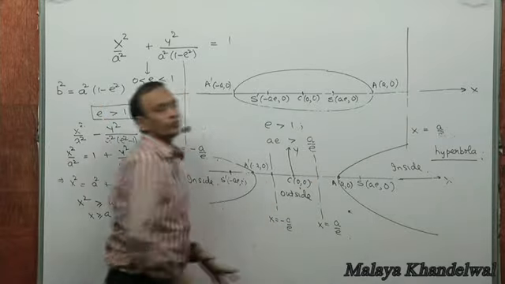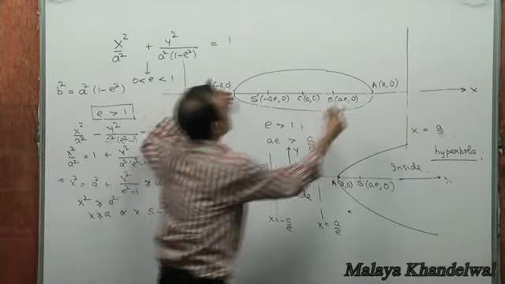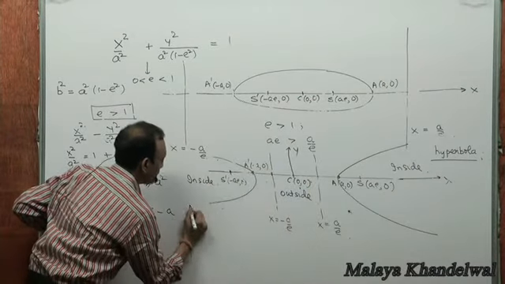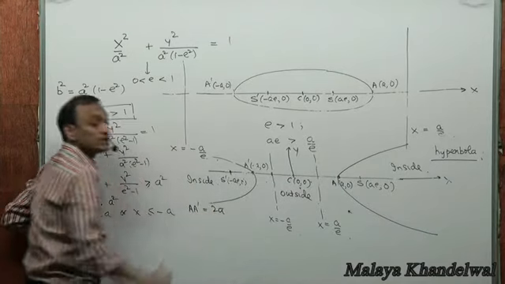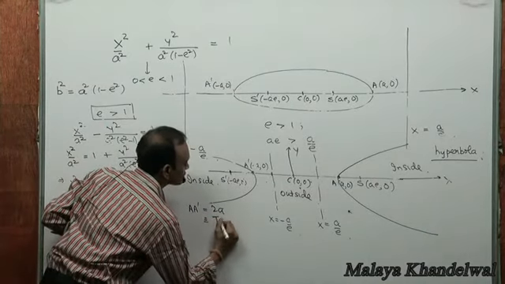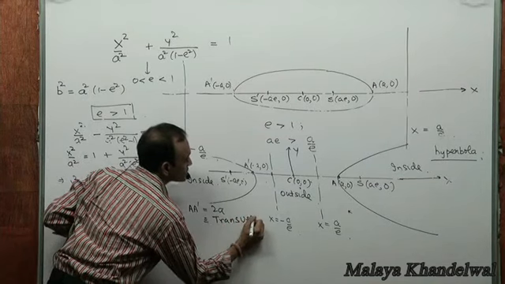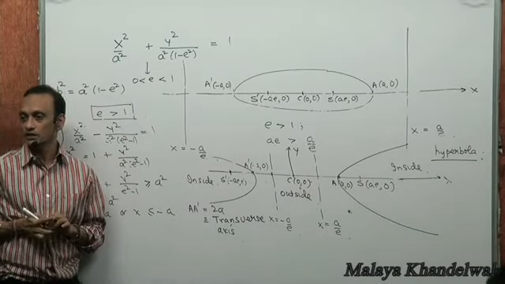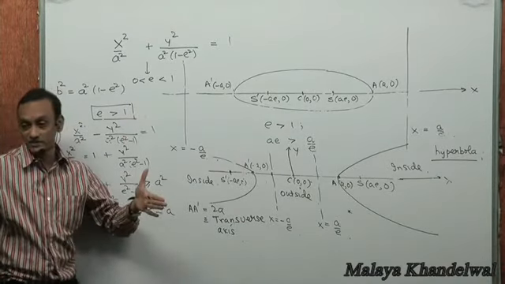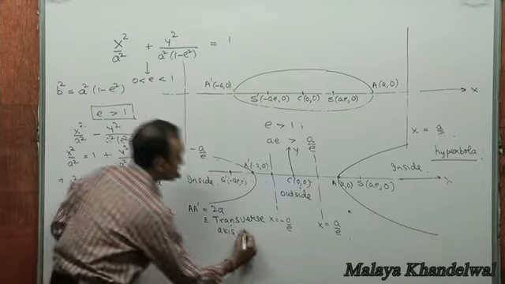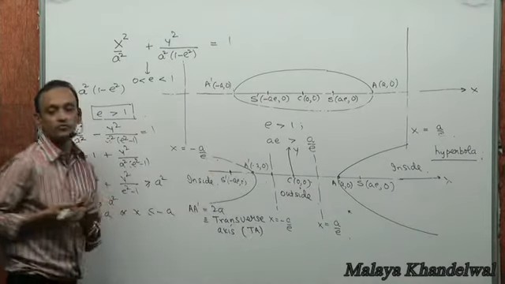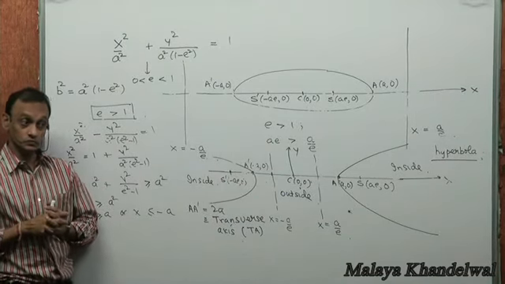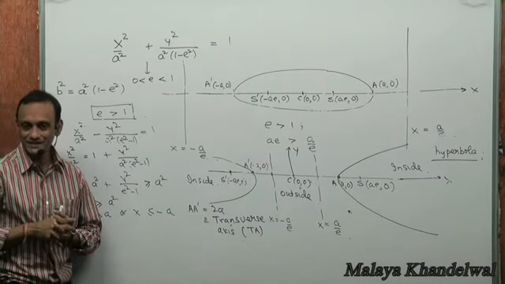This AA prime, in the ellipse, we called it the major axis, right? But in a hyperbola, this AA prime, which is 2a, this time we call it the transverse axis of the hyperbola. We'll call it TA, transverse axis of the hyperbola. Do you all understand this?